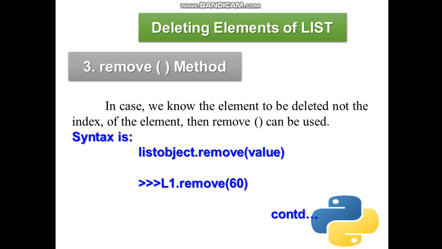Next method is remove method. Now in pop and del you were giving the index number whose element you wanted to delete, but in remove you can remove the element by value. If you do not know the index, you can directly pass the value which you want to delete from the list. In case we know the element to be deleted, not the index of the element, then remove function can be used. So syntax is list object dot remove the value, that means l1.remove(60).